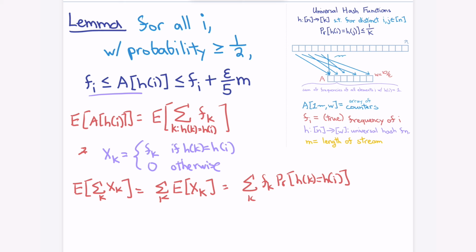Yeah, unfortunately we used 1 over k before, but okay. This is where the universal hash function part is going to come in. So now 1 over w for this setting. We choose the worst variables to keep you on your toes. So you get something that looks like this.